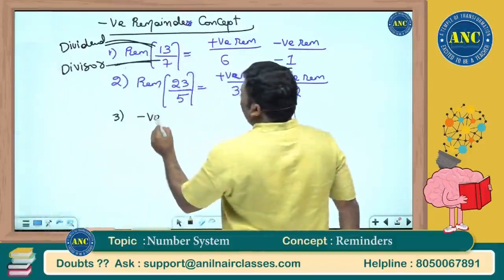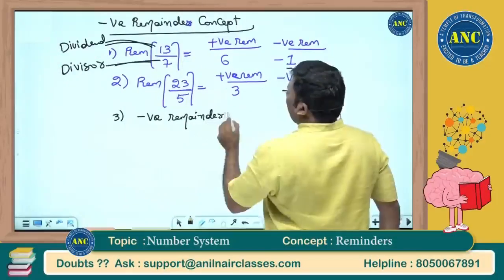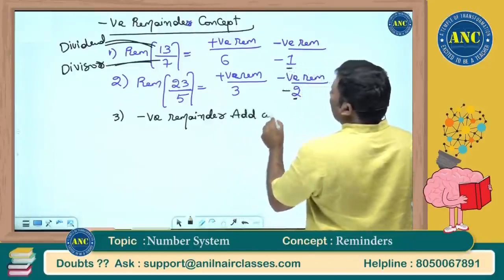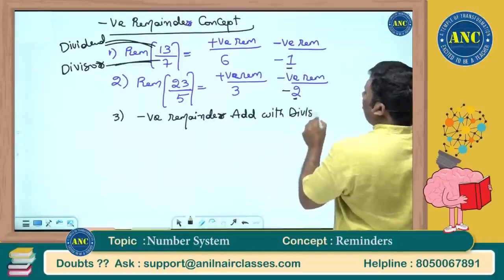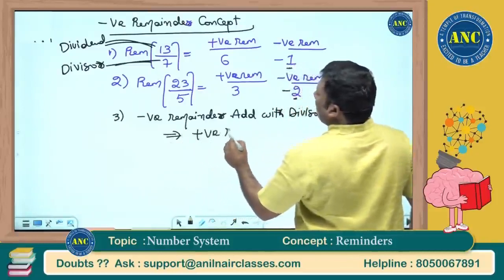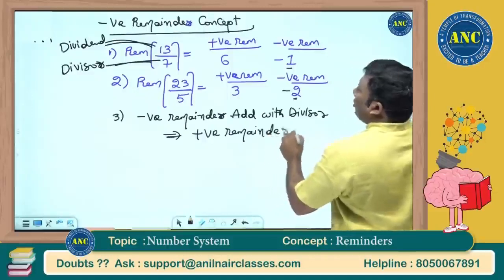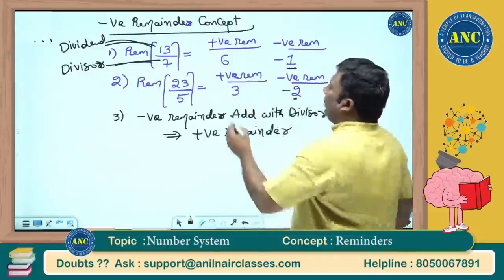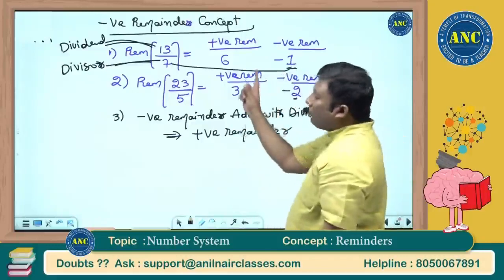Third concept is very important. In case if you got negative remainder, add with the divisor to get positive remainder. For example, you got -1 here. You got negative remainder, but I want a positive remainder. Add with the denominator. What is 7 minus 1? 7 minus 1 is nothing but 6.